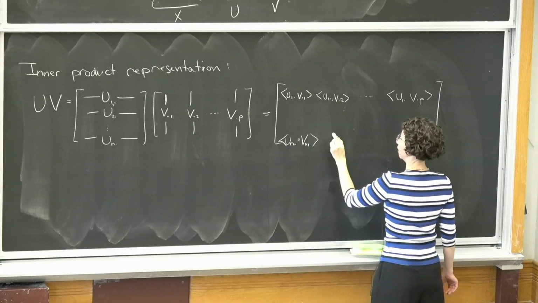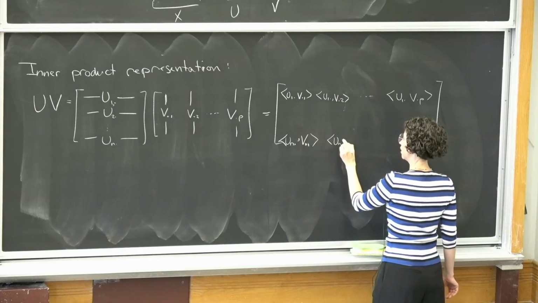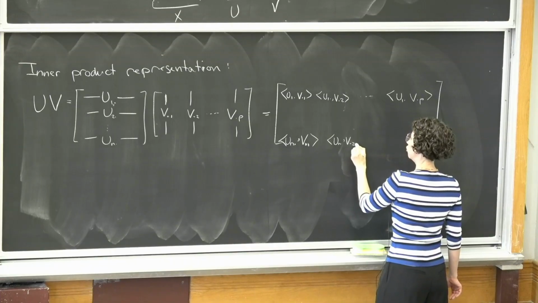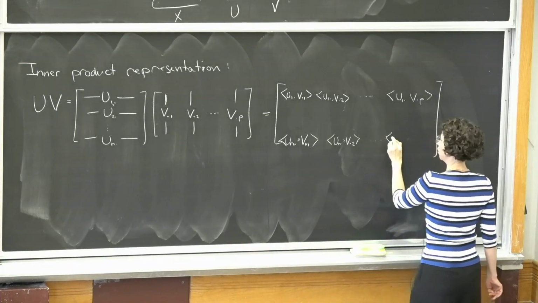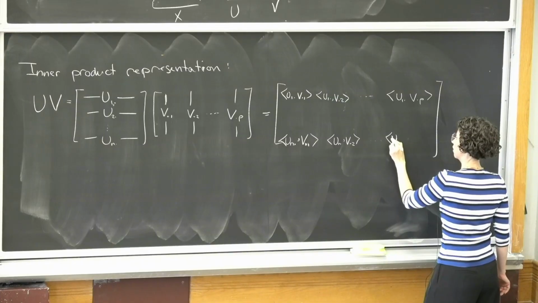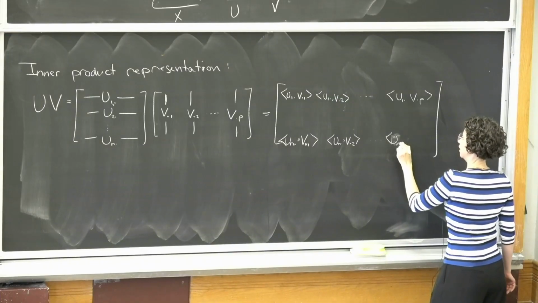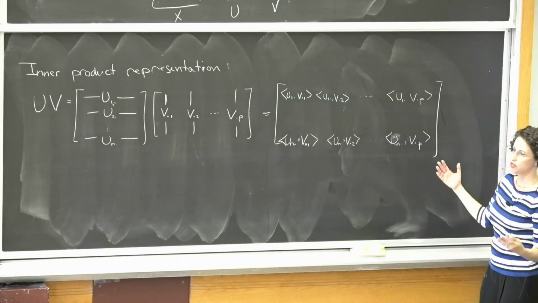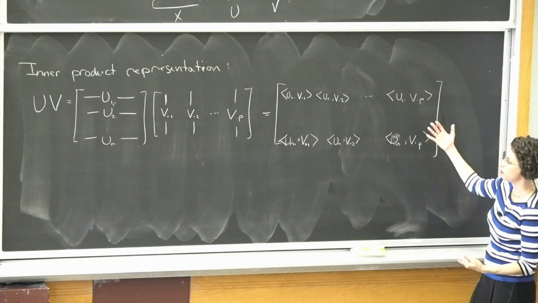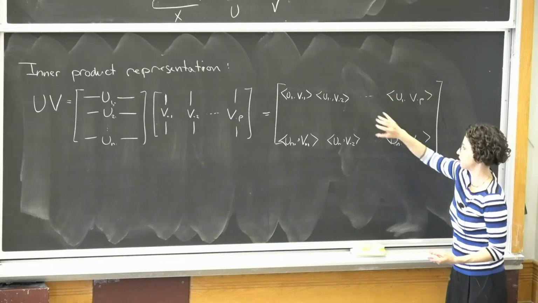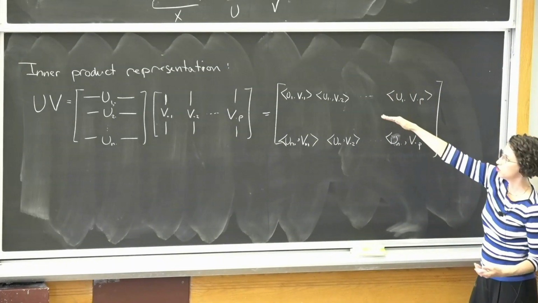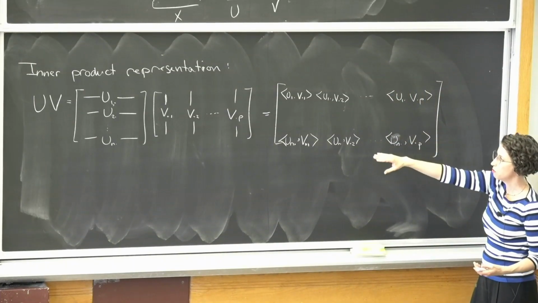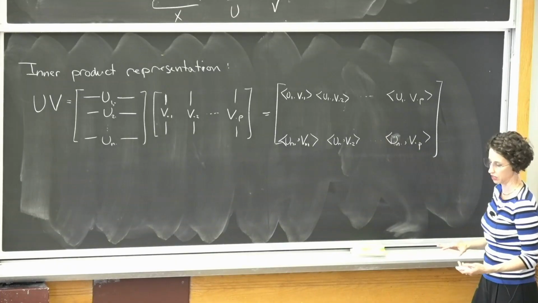Sorry, the notation's a little heavy. Inner product of Un dot with V dot 2 all the way to Un dot with V dot p. Okay, so this is the inner product representation because we're representing this product where each entry in this matrix is just an inner product of a row from the first matrix and a column from the second matrix.